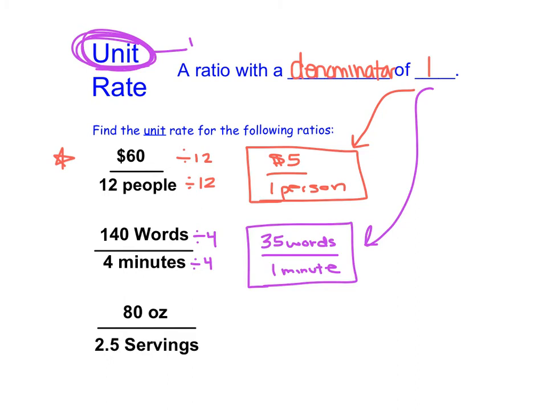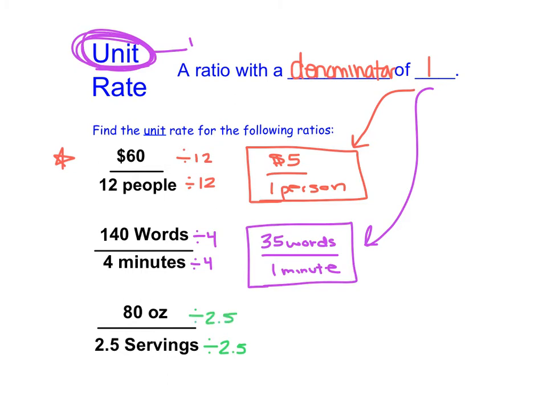Then this last one contains a decimal, which is sometimes a little weird. But again, it's that same process if I want my denominator to be 1. Currently my denominator is 2.5, so I'm going to divide by 2.5 in both the denominator and the numerator.